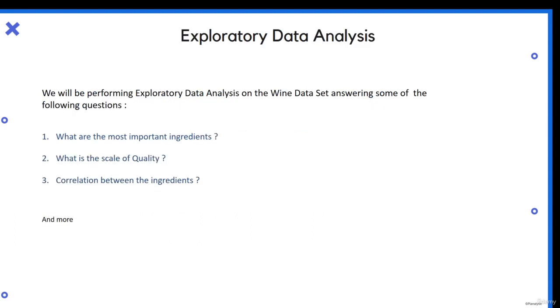So now, as I said, we'll be performing some EDA. So the basic question is what we can do with a data set. This is a data set which contains several important things like the chemical composition of the wine, like the alcohol content and the different sulfide content, all different things present. So we can find out what is the most important ingredient, what is the scale of quality, like how the quality of the wine is distributed on what scale.